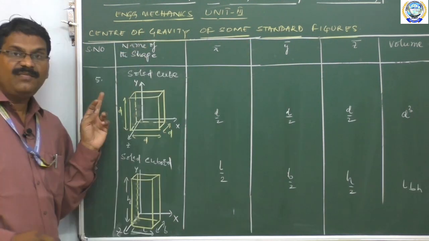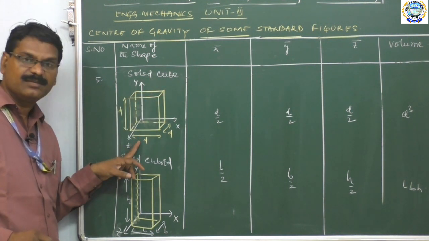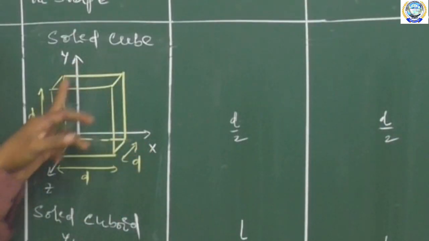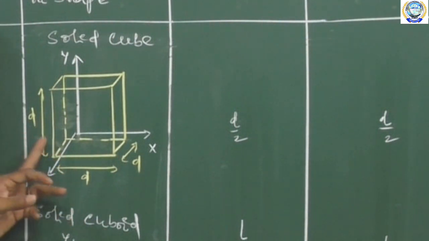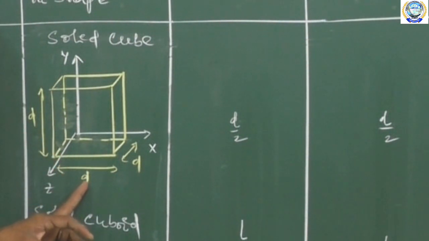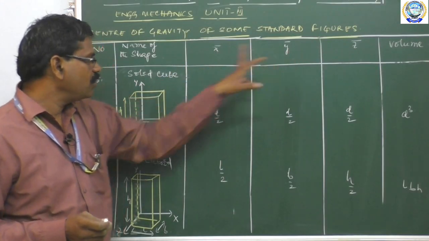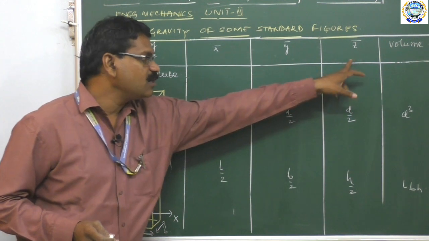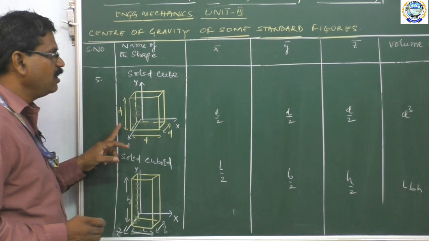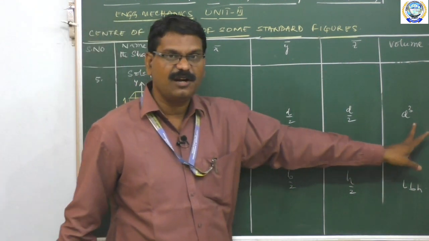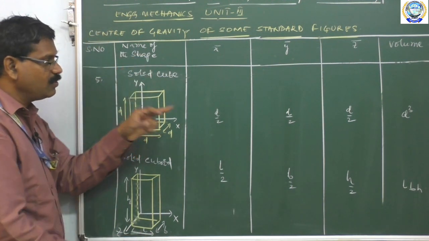Let us draw this. The fifth specimen is the solid cube, and it should be drawn like this. In the x, y, z plane, if we draw a solid cube, it is like this, and in a solid cube, all 3 sides are represented by the diameter like this. So the x coordinate of the solid cube is d by 2, the y coordinate of the solid cube is also d by 2, and the z coordinate of the solid cube is also d by 2. The standard formula for the volume of the solid cube is d cube.